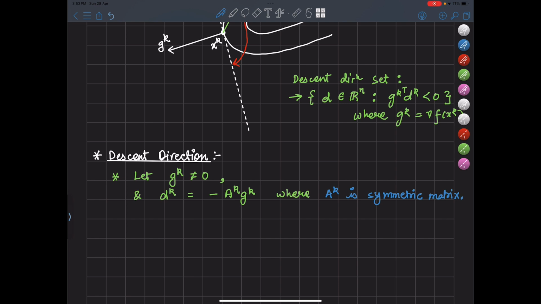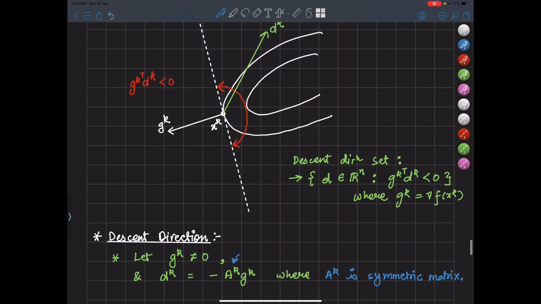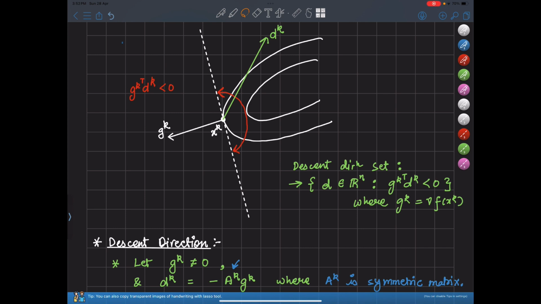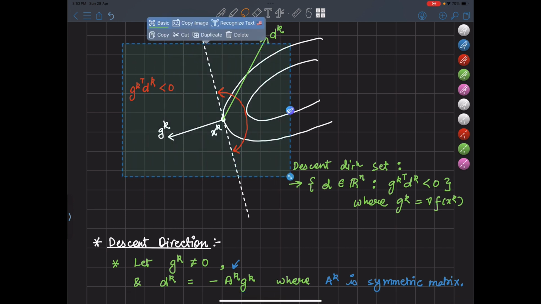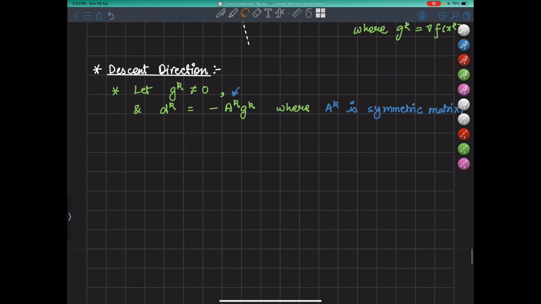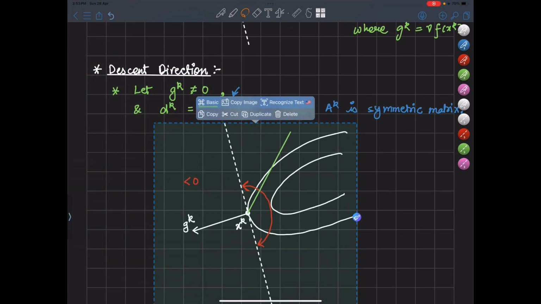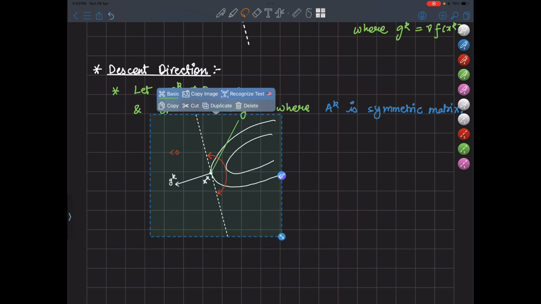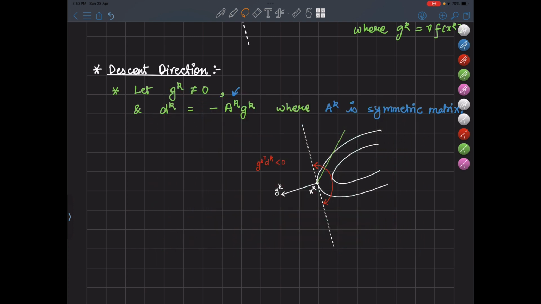So how can we say that this is a descent direction? Let's look at what this AK is doing when we multiply AK by GK. What is exactly happening? So let me just take this diagram with me. Okay, so this is the diagram that we were talking about.